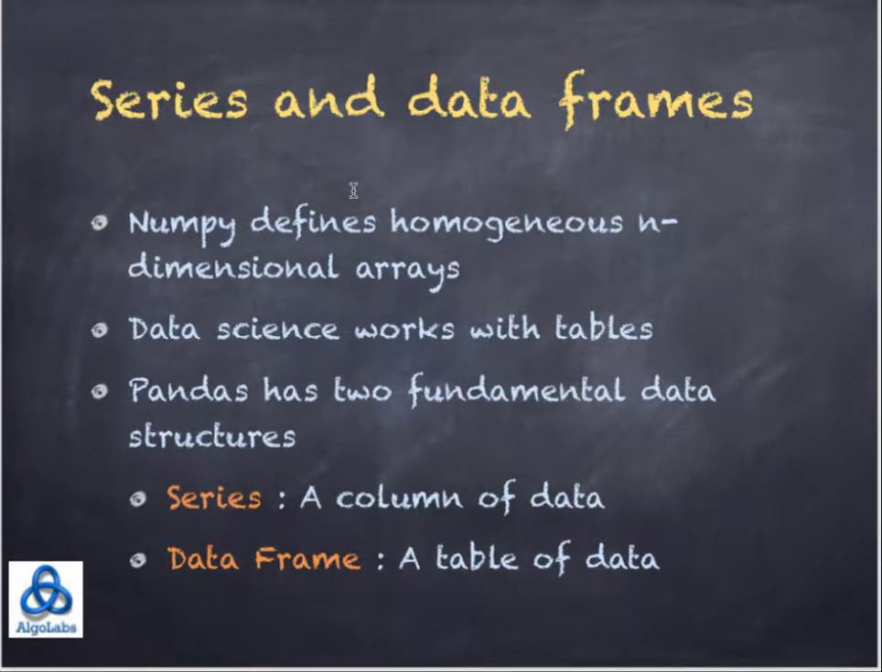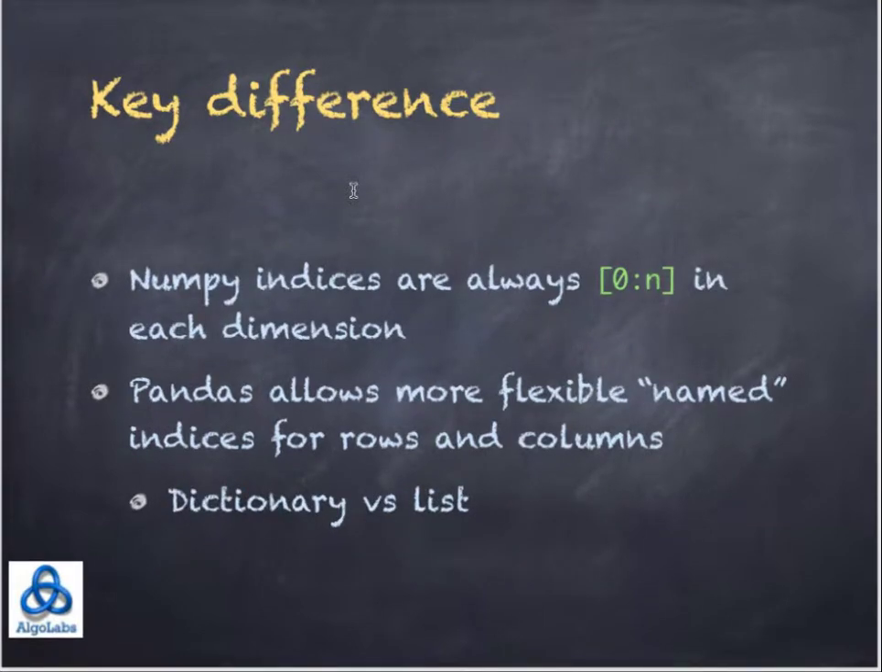So what do we have in NumPy? We have homogeneous n-dimensional arrays. Data science typically works with tables. So Pandas has two fundamental data structures, a one-dimensional table or a column called a series, and a two-dimensional table called a data frame.